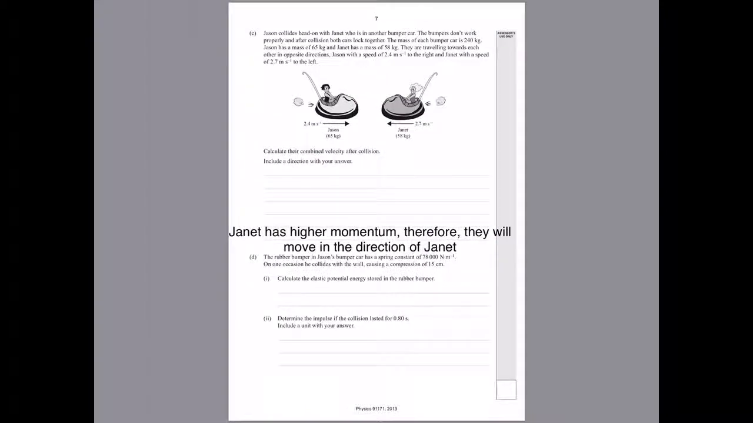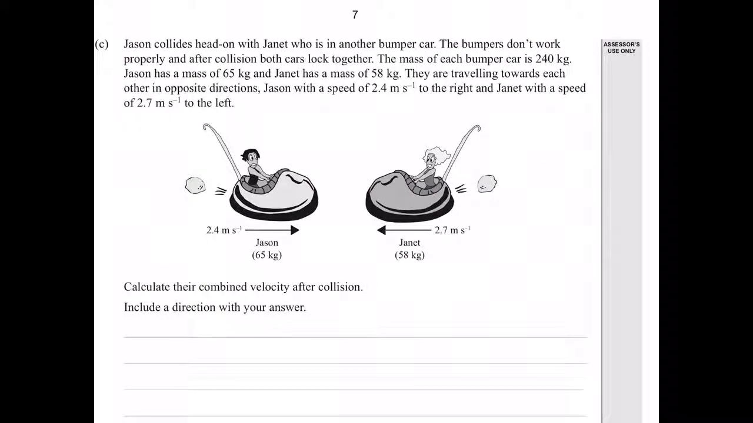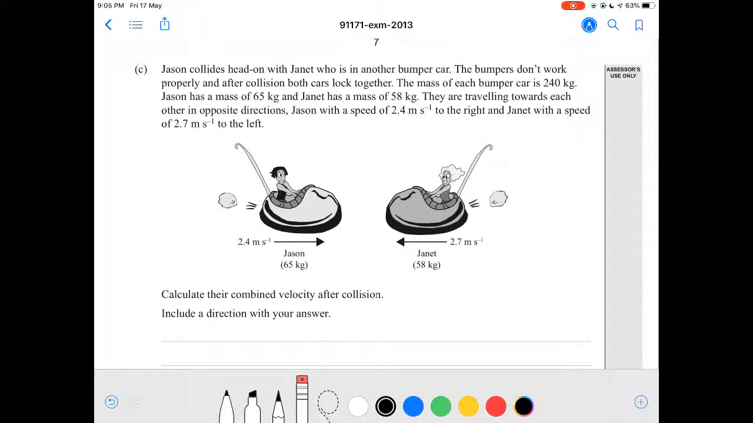Alright, next one. Jason collides head-on with Janet, who is in another bumper car. The bumpers don't work properly, and after the collision, both cars lock together. Very important to note down that the cars lock together, because that means that the masses are combined, okay? The mass of each bumper car is 240 kilograms. Jason has a mass of 65 kilograms, and Janet has a mass of 58 kilograms. They are traveling towards each other in opposite directions, Jason with a speed of 2.4 meters per second to the right, and Janet with a speed of 2.7 meters per second to the left. Calculate their combined velocity after the collision. Include a direction with your answer.